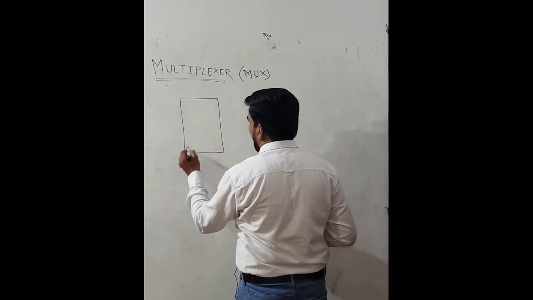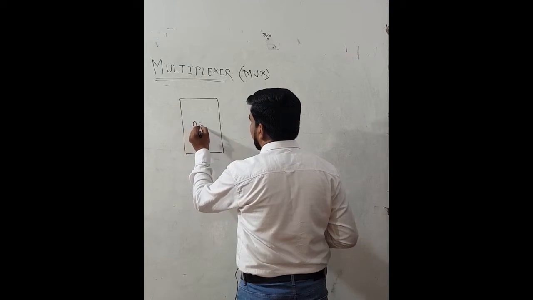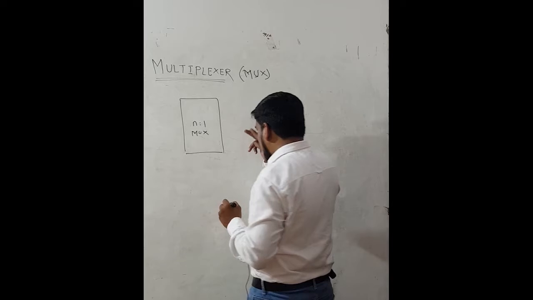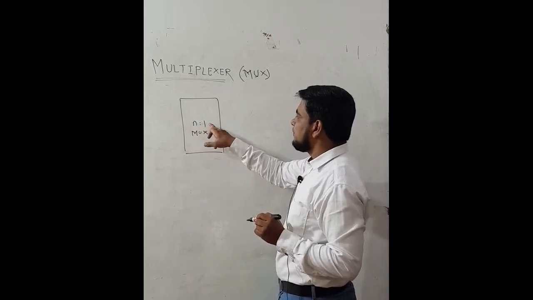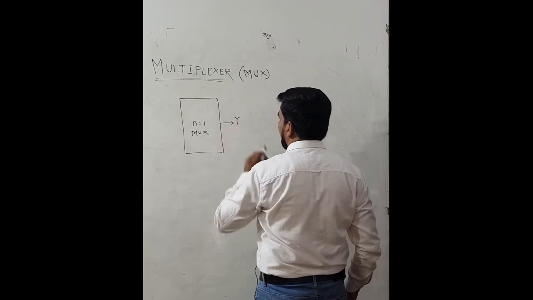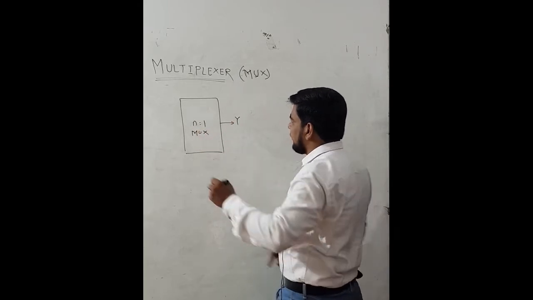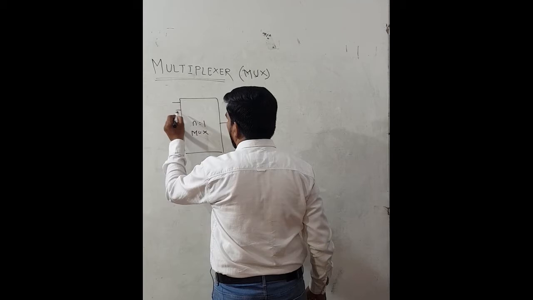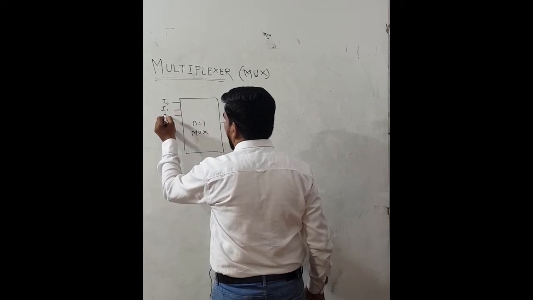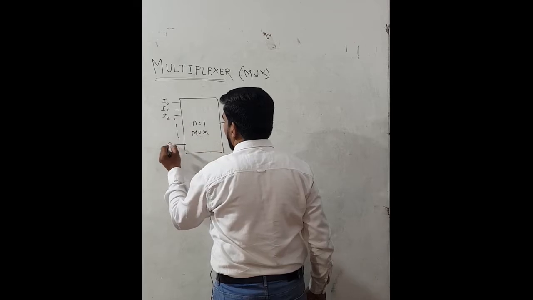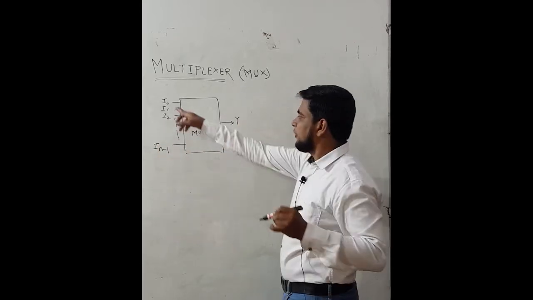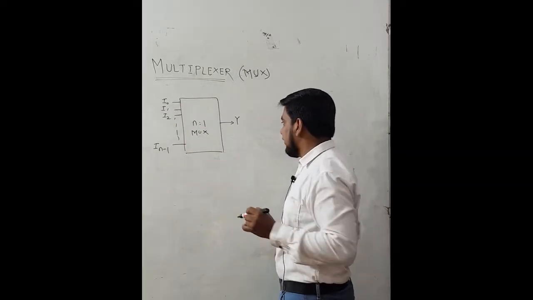This is the logic diagram of an n:1 mux, where n is the number of inputs, with one output. It has one output Y and n inputs starting from I0, I1, I2, up to In minus 1, as we are starting from 0. So it is n minus 1.